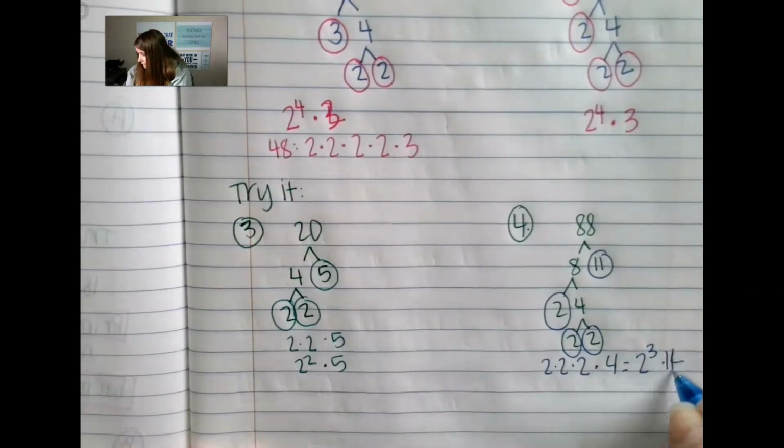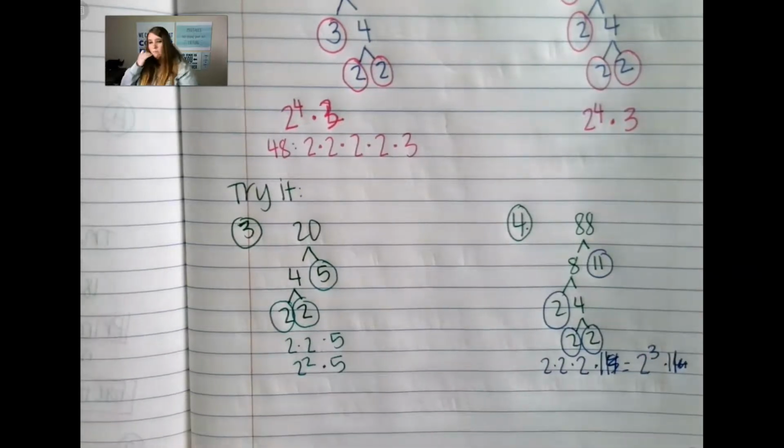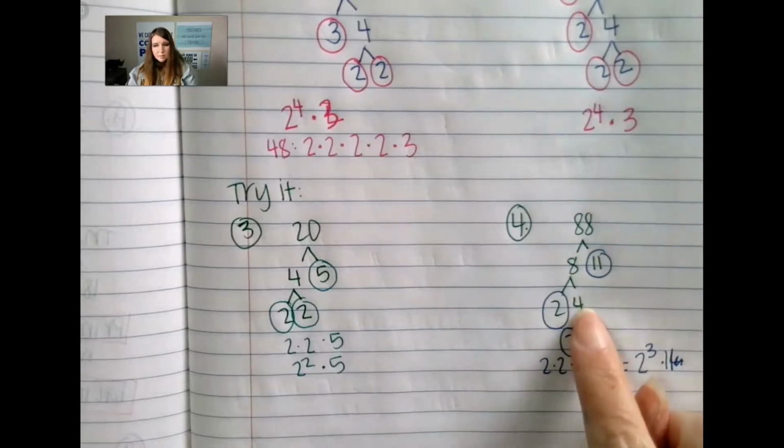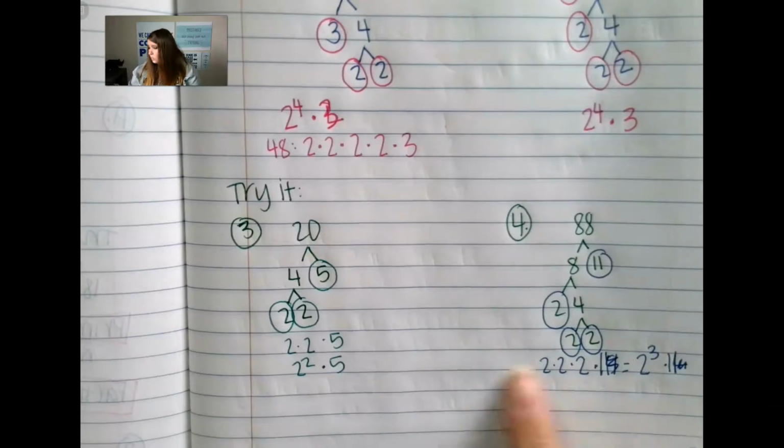Nope, times 11. Man, I wrote that down wrong. No! Okay, there we go. Fixed it. Times 11. Do not do the 4 because the 4 wasn't circled. So 11 is your prime. Only primes go in the bottom.